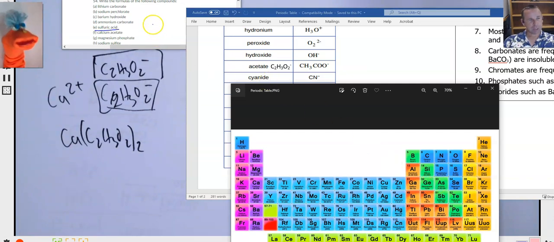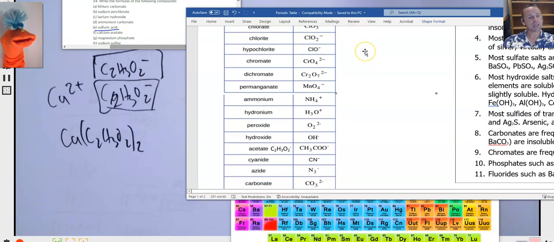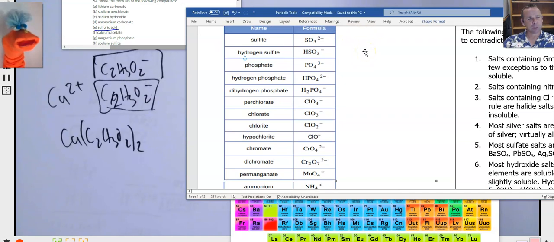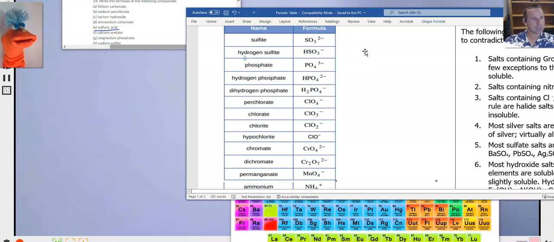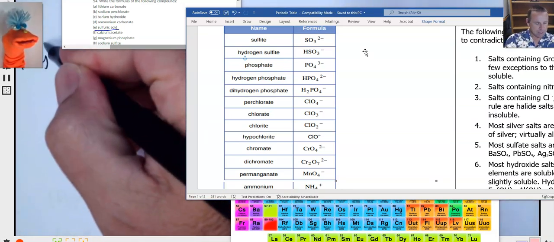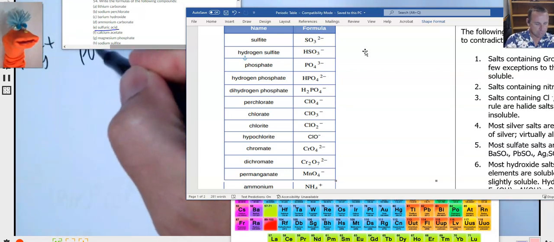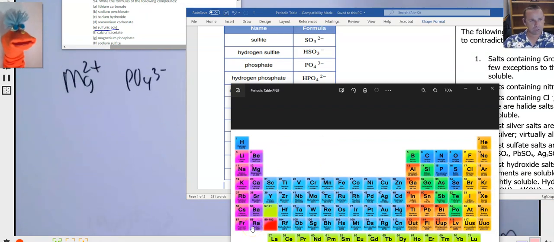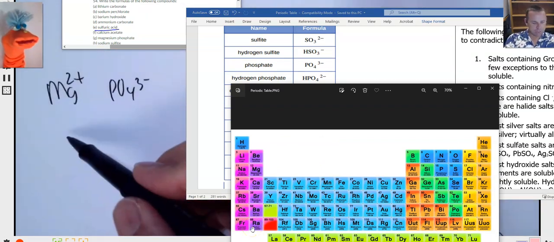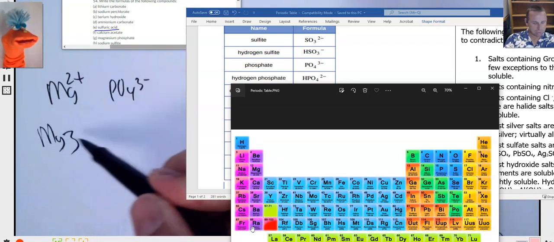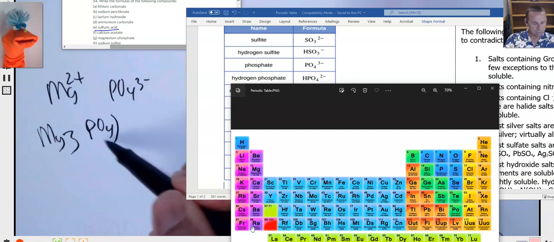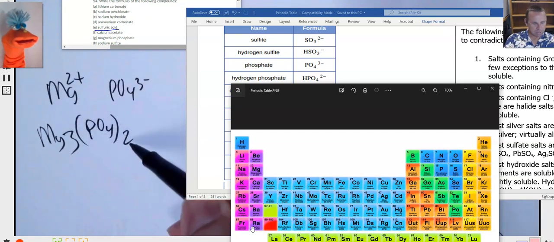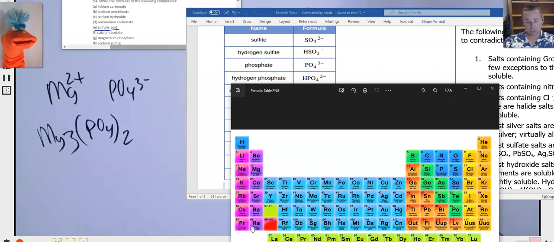Good job. Magnesium phosphate. Phosphate is a polyatomic ion, right? Yes, it is. So let's find that on the chart. It's PO4 3 minus. Do you remember what the magnesium is? Magnesium is +2. Good. Magnesium 2 plus, phosphate PO4 3 minus. So that's going to be 3 magnesiums and 2 phosphates. Mg3(PO4)2, in parentheses 2, because this is a polyatomic ion and we want to make sure people don't get confused about what we're saying 2 of.